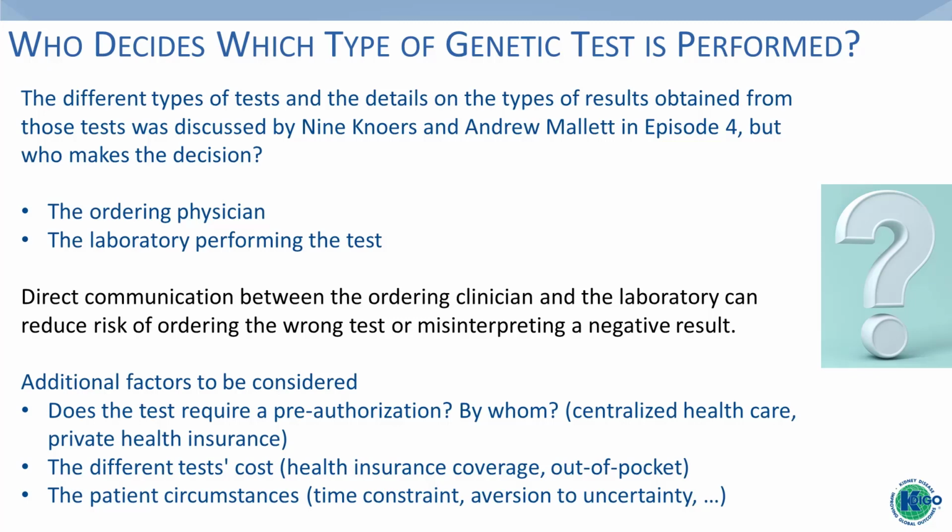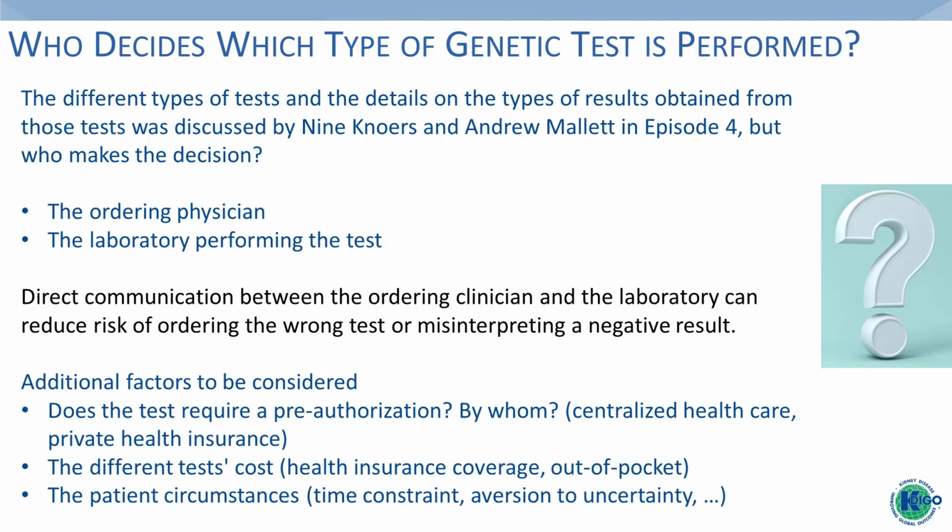In the Netherlands, in my country, the requesting physician has the responsibility to decide that. So, in this respect, even more important than who is allowed to do what and who is deciding what is the direct communication between the ordering clinician and the laboratory. You can reduce the risk of ordering the wrong test or misinterpreting a negative result. So this really goes to both the information you supply with regards to your patient's phenotype, but also simply the communication you have around which type of test you should do and also how to interpret the result.